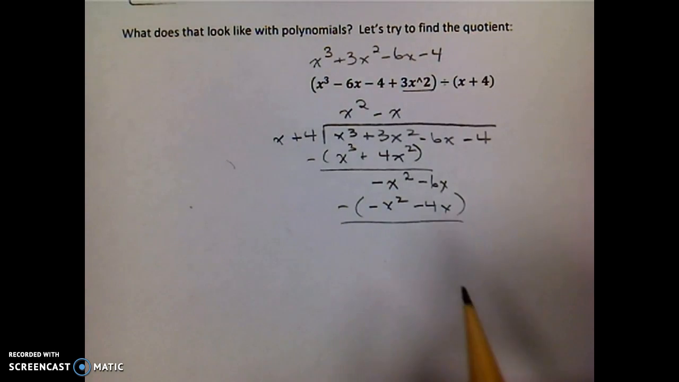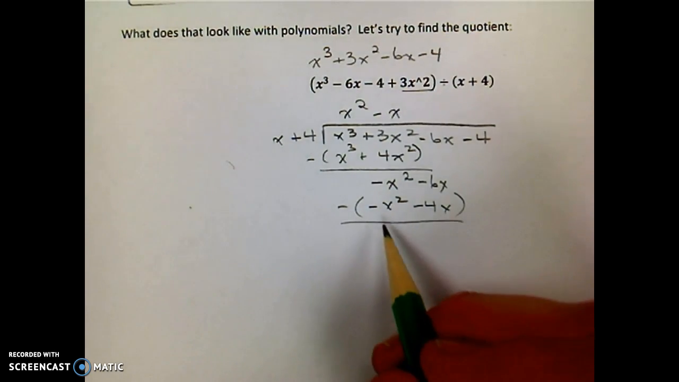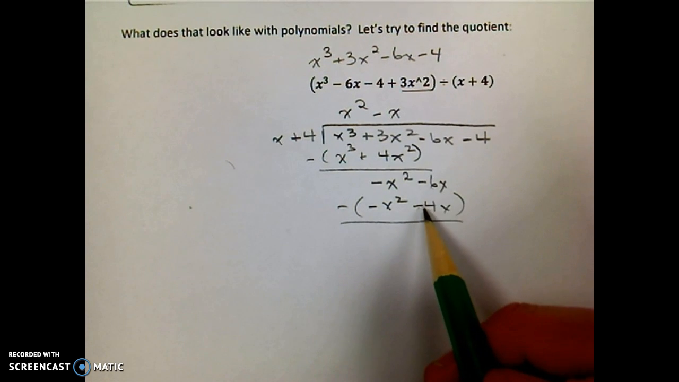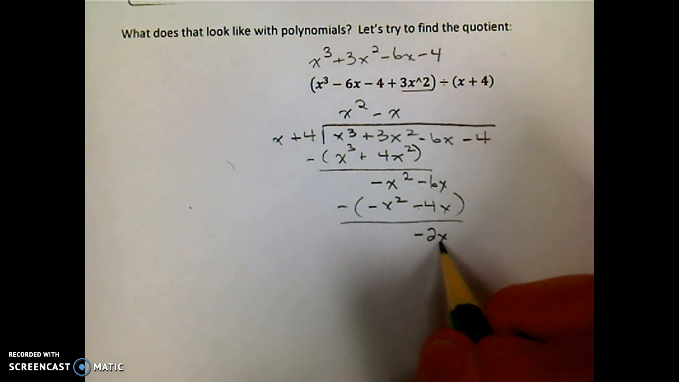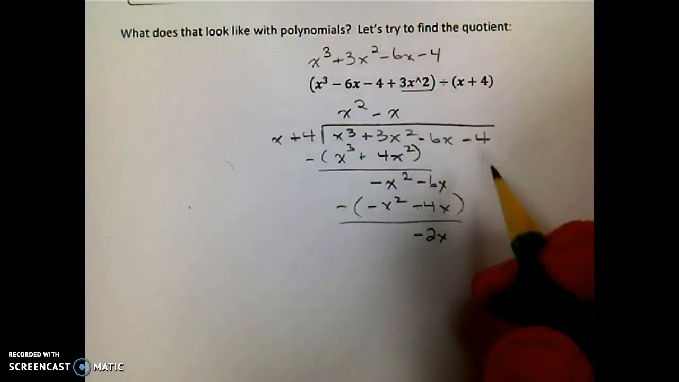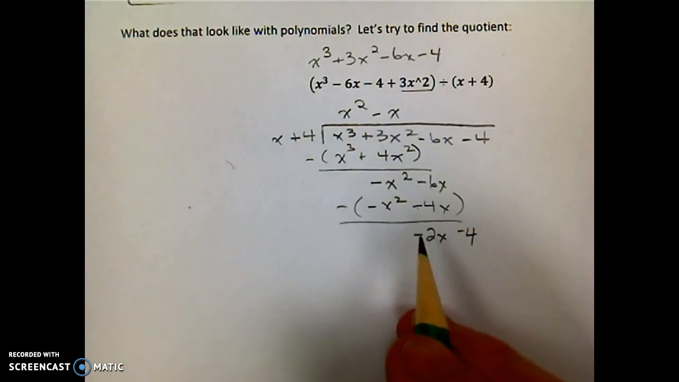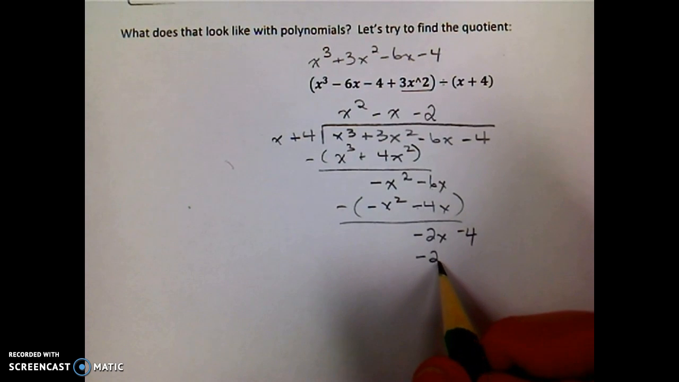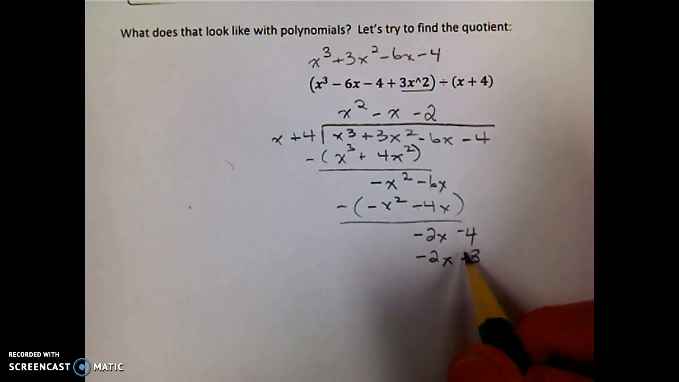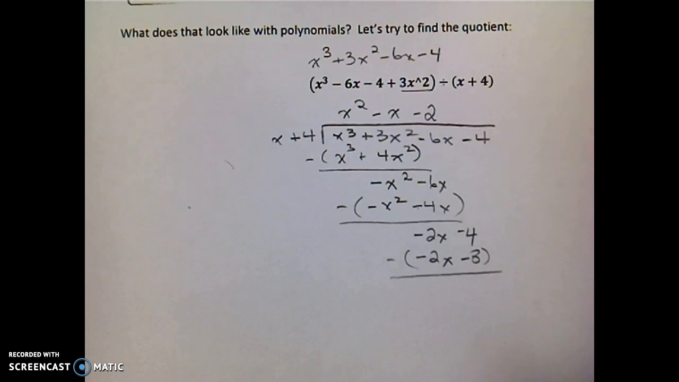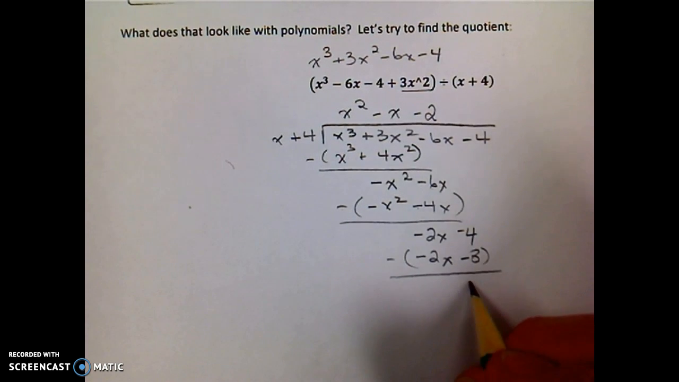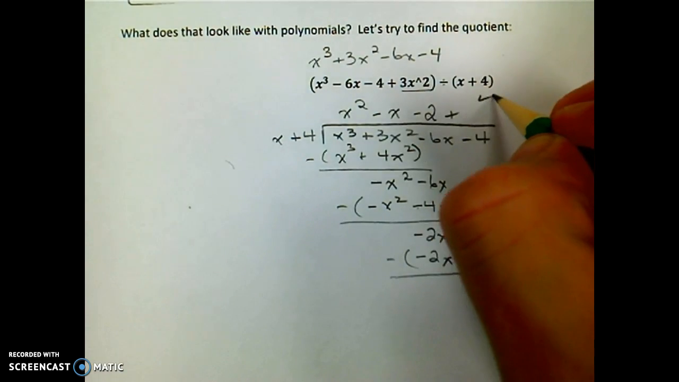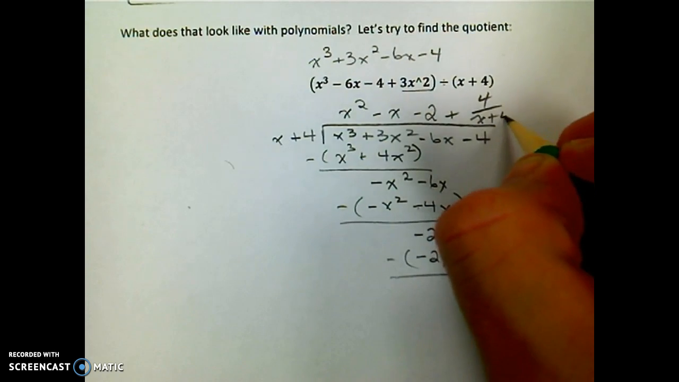And I'm subtracting. Negative x squared minus negative x squared, that's going to go away. Subtracting is the same as adding the opposite. So negative 6x plus 4x is negative 2x. One more time. Bring down the 4. X into negative 2x is negative 2. Let's multiply. And subtract. Negative 4 plus 8 gives 4. I've got nothing else to bring down, and so my remainder will be 4 over x plus 4.